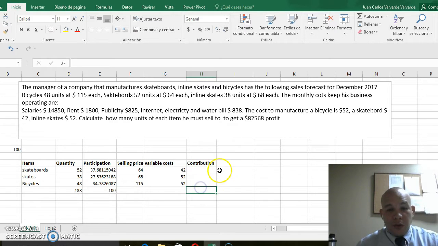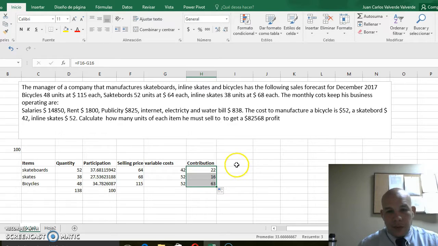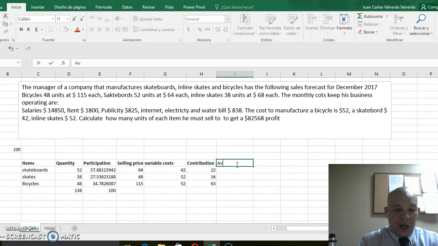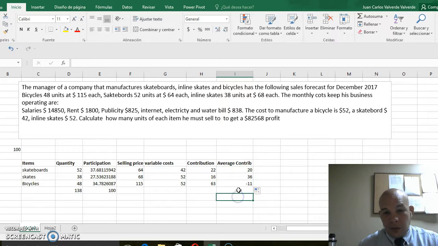So what we do here is contribution. To calculate the contribution, we just subtract selling price minus variable cost. So the formula is selling price minus variable cost, and we copy the same formula here. Once we have the contribution, we will get the average contribution. So to calculate the average contribution, we subtract variable cost minus contribution. Okay, and we copy the formula.